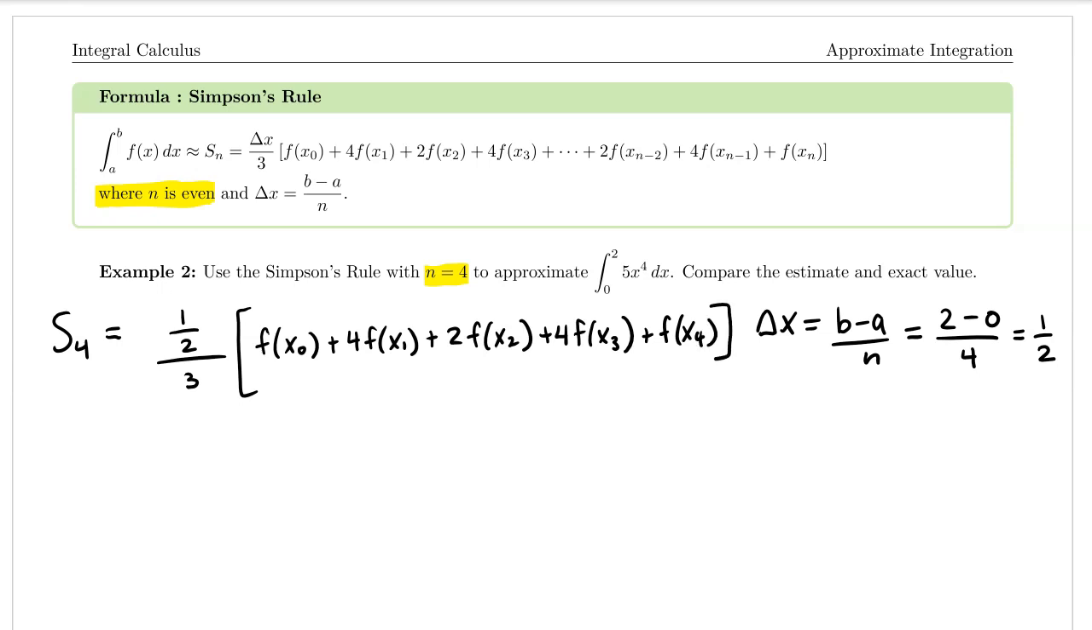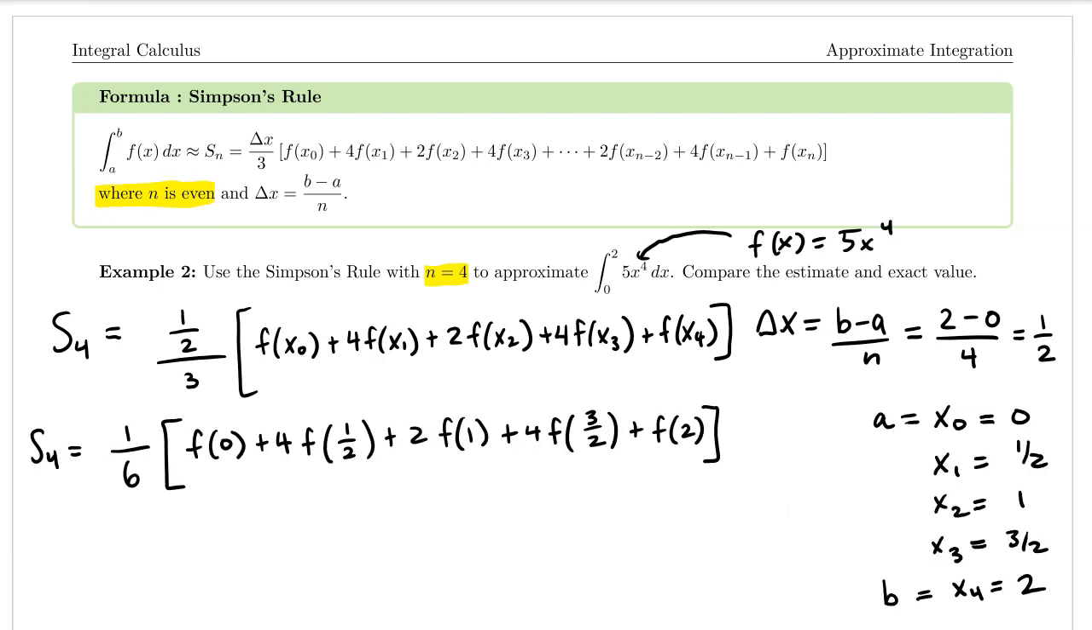So let's go ahead and figure out what our x sub i's are. X sub 0 is equal to our a value, which in this case is 0. And then x sub 1 is going to be 1/2. X sub 2 is equal to 1. X sub 3 is equal to 3/2. And then x sub 4 is equal to 2, which is also equal to our b value.